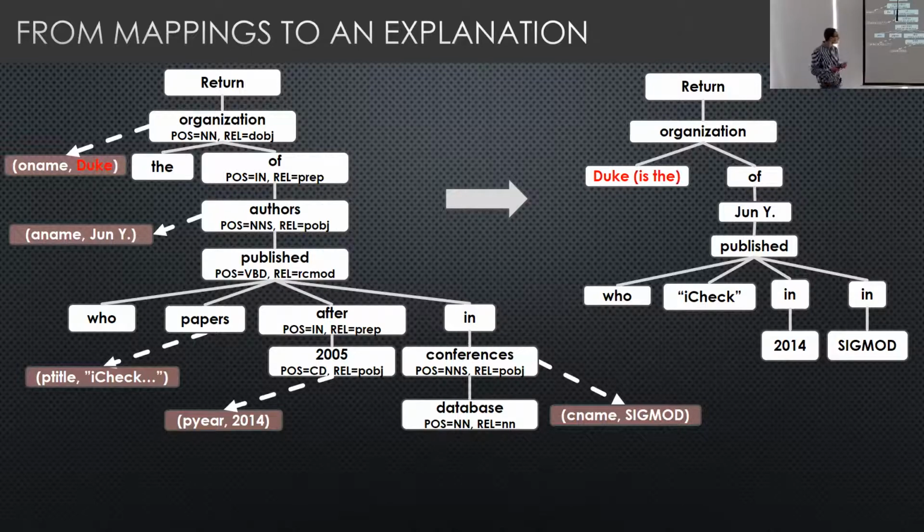For example, the value Duke University is added as the child of the word organization to which it was mapped. However, the value Junyan replaces the word authors to which it was mapped.